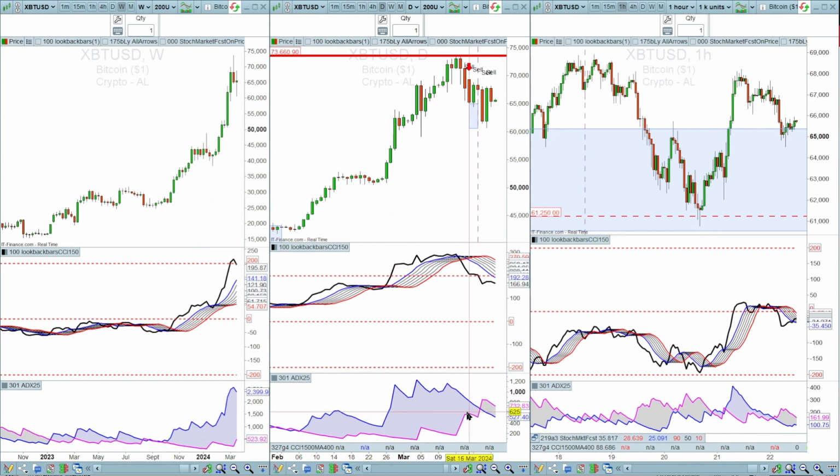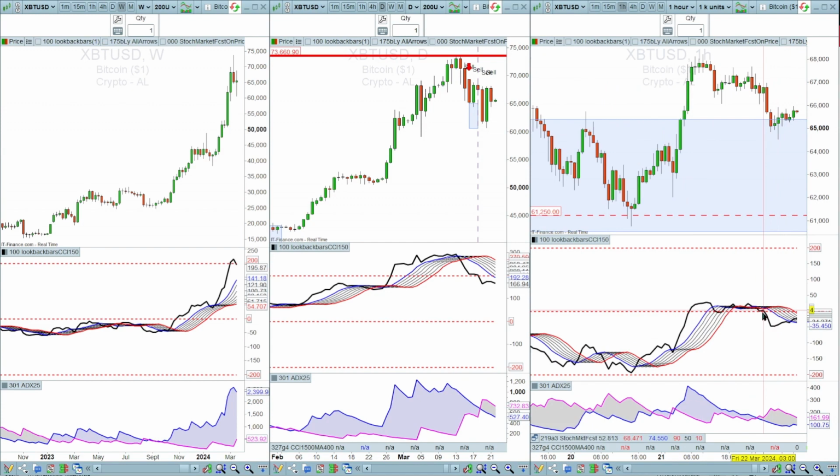On the daily, the ADX 25 is showing a bearish movement, and also you can see the CCI 150 broken below its moving average bands. And then lastly, on the hourly, we've got a bearish movement on the ADX, but notice the CCI 150 is broken inside the band. So if you're trading the lower time frames, like the 5-minute or 10-minute, you want to avoid taking trades when the CCI 150 is within that moving average band.